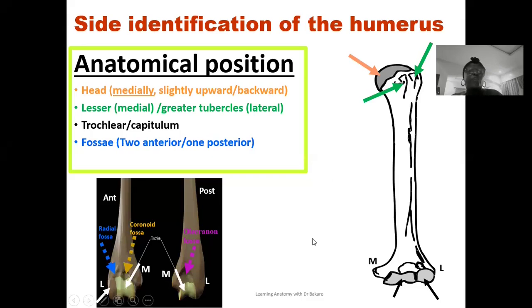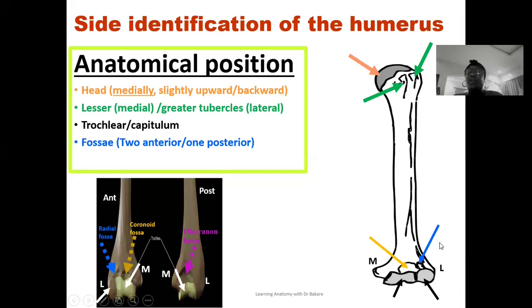And it is also important for us to place them in their correct anatomical position. We already have the background knowledge that the anterior surface is seen with two of the fossae, which are the coronoid and the radial fossa, while at the posterior surface of the humerus, we have just the olecranum fossa. So it is important for us to be able to establish this and place them in their correct anatomical position. If you look at this image here, on this side, this is where we have the coronoid fossa, and this is where we have the radial fossa. This is the medial side, and this is the lateral side. The radial fossa is seen on the lateral side, while the coronoid fossa is seen on the medial side.